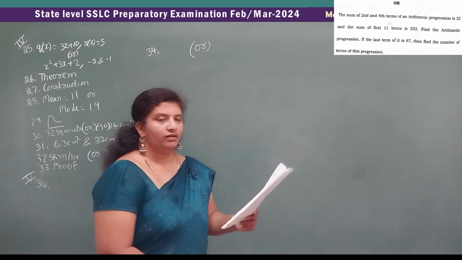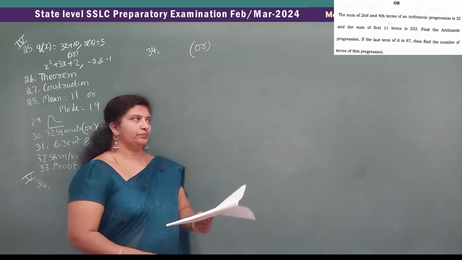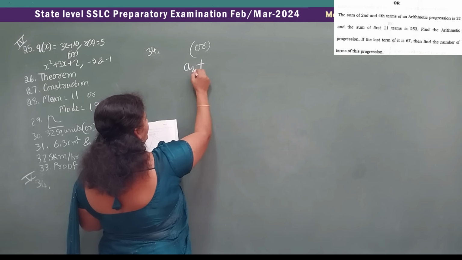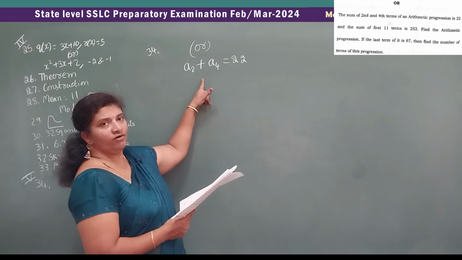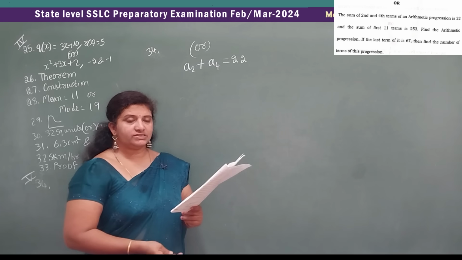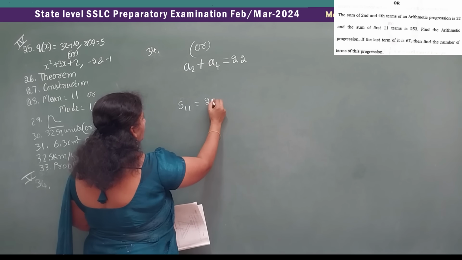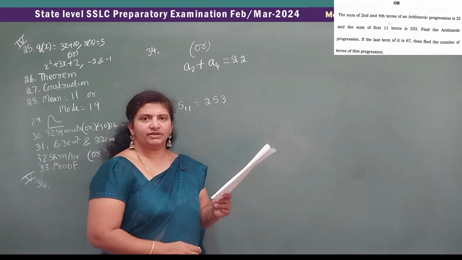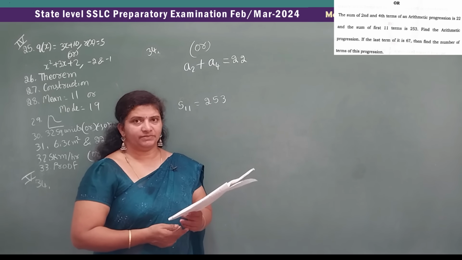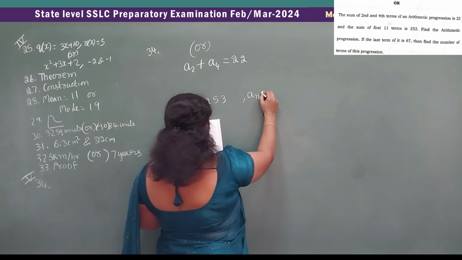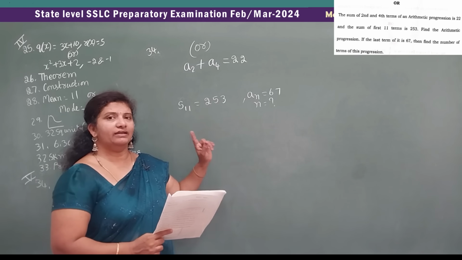Okay, is this clear? In this, we have one more OR question. The sum of the second and fourth terms of an arithmetic progression is 22, and the sum of the first 11 terms, that is S11, is equal to 253. Find the arithmetic progression. If the last term of it is 67, we don't know the last term, but let me write here An is equal to 67. Then find the number of terms.